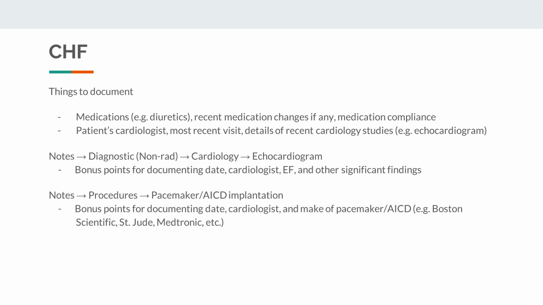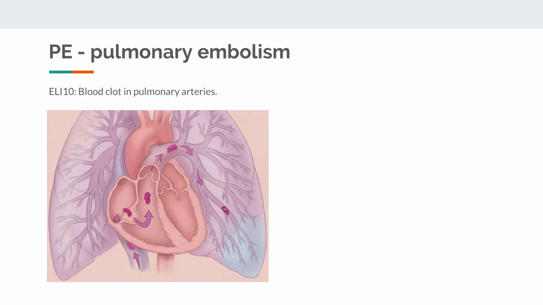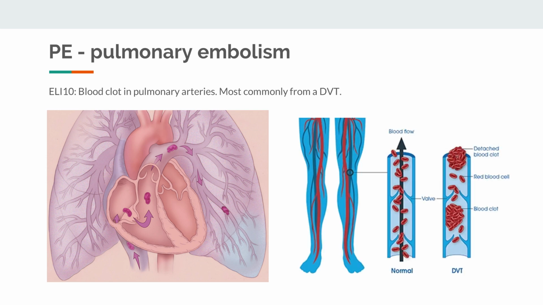Let's move on to PE, or pulmonary embolism. So a pulmonary embolism is when a blood clot becomes stuck in the pulmonary arteries. Typically, these blood clots originate from the legs as a DVT and move up to the lungs.